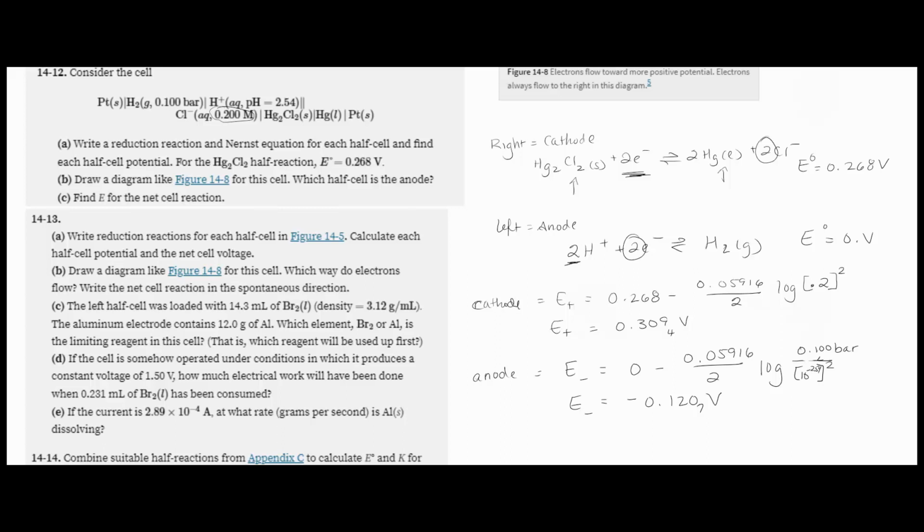Did we? Yeah, we are asked for the E of the cell. I'm going to skip the diagram. I don't like the diagrams. So we're going to find the E of the cell for the net reaction. Remember, the E of the cell is going to be the E of the cathode minus the E of the anode. So I have the cathode minus the anode, and that's going to yield a positive 0.430 volts.